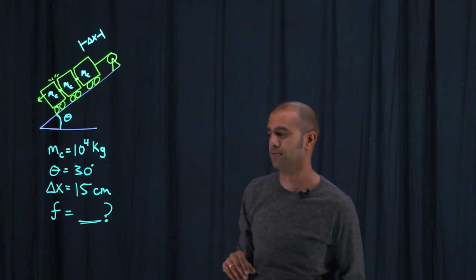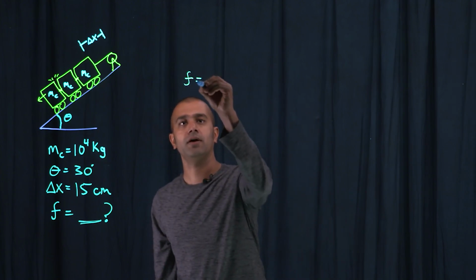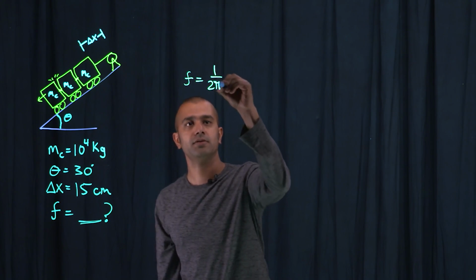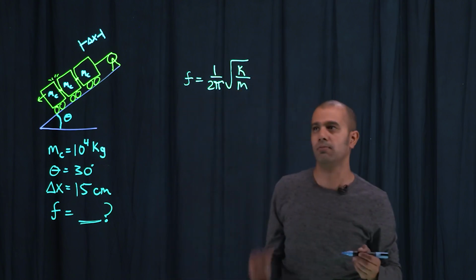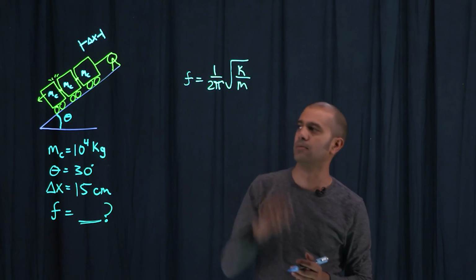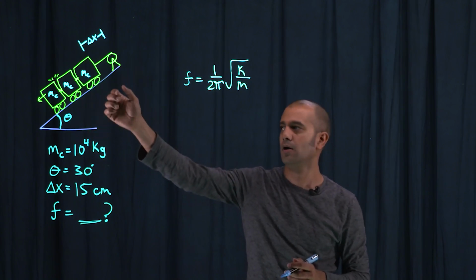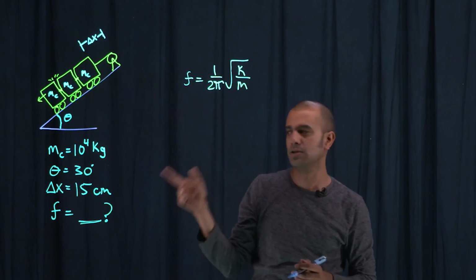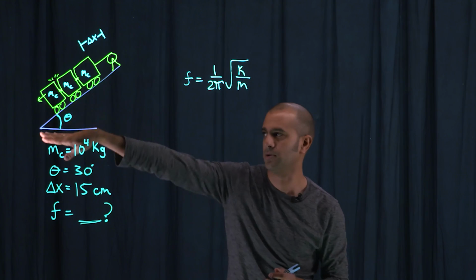So first, let's talk about the frequency. As I noted, the frequency will depend on two quantities: how stiff the spring is and how much mass is attached to the spring. Now, let's talk about the mass first. So right now, we have three cars attached to the cable. But that's not the mass we should use, because right now nothing is executing simple harmonic motion. That doesn't happen until the bottom one detaches.